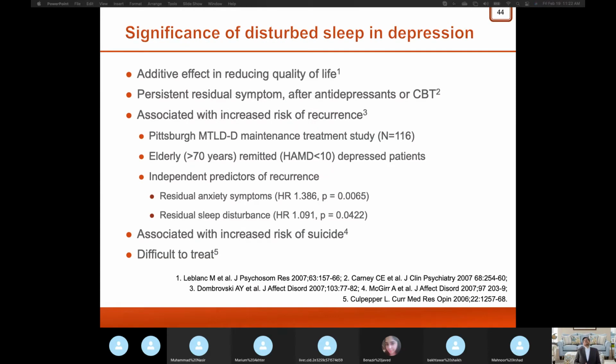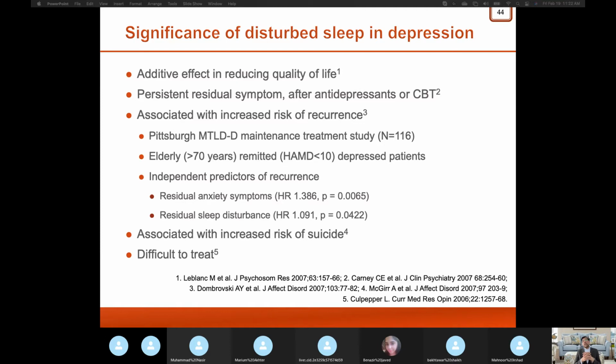So, significance of disturbed sleep in depression. People say that in depression one cannot sleep. I say that sleep comes even on the gallows. So my target is not initially to correct the sleep in the beginning. My target is to correct the MDD. If MDD is corrected, the sleep gets better. If MDD is not corrected, sleep will never ever get better.